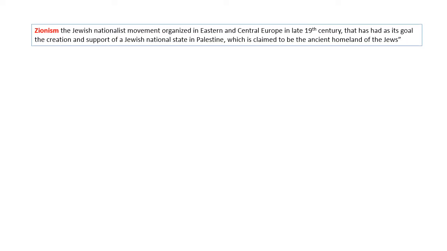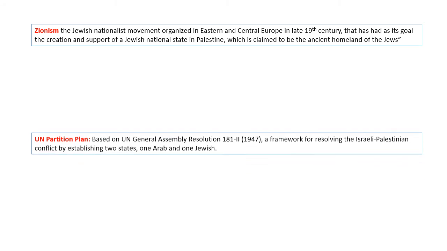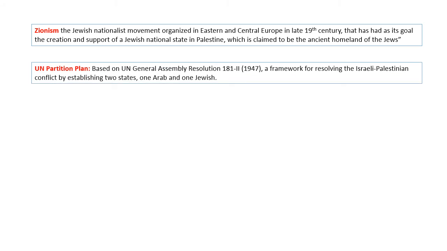Zionism, the Jewish nationalist movement organized in Eastern and Central Europe in the late 19th century, has had as its goal the creation and support of a Jewish national state in Palestine, which is claimed to be the ancient homeland of the Jews. UN Partition Plan, based on UN General Assembly Resolution 181-2, 1947, a framework for resolving the Israeli-Palestinian conflict by establishing two states, one Arab and one Jewish.